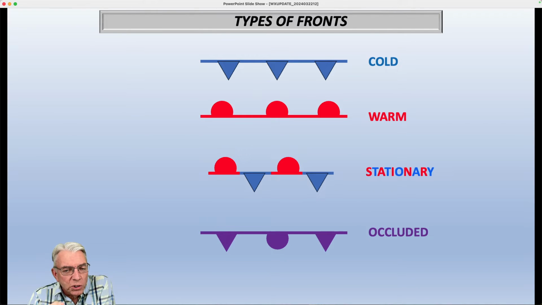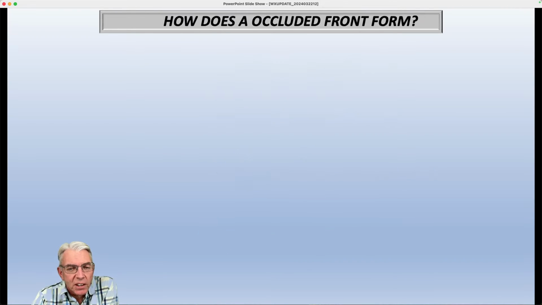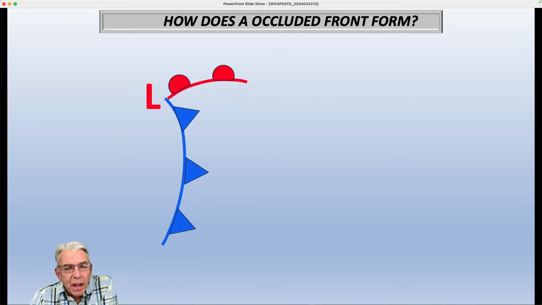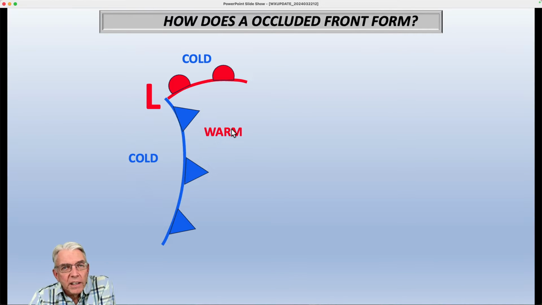And here you have alternating triangles and semicircles all basically pointing in the same direction. So what happens here? Well, the classic Norwegian cyclone model is that you have a low pressure area here, a warm front extending out to the east, and a cold front extending down to the south. So you have cold air to the north of the warm front, to the west of the cold front, and warm air in here. So this is classified as the warm sector.